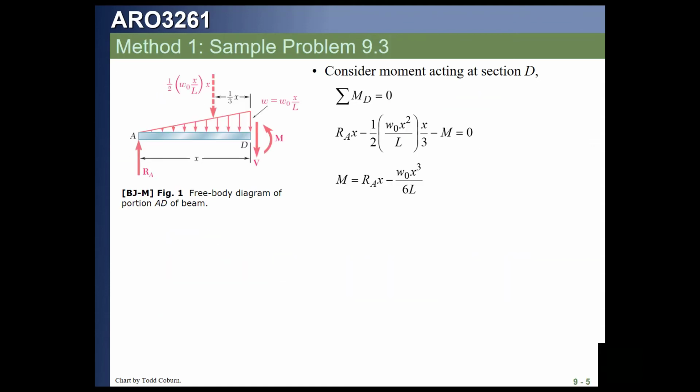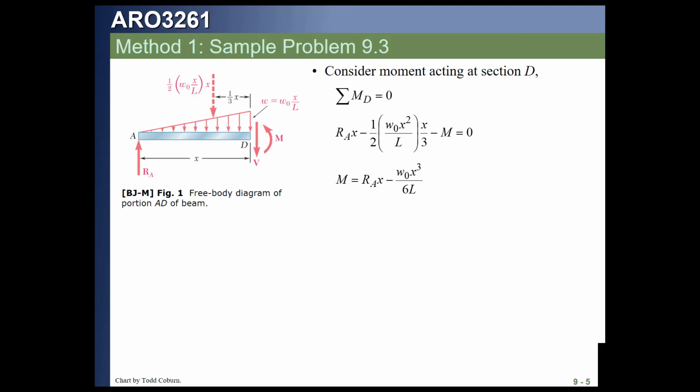So let's look at method 1. If we used method 1, we would make a section cut anywhere between A and B. We would put all the loading and the reactions on the left end of that beam on the diagram as shown. We would see that the line of action of that gradient loading is going to occur 1/3 from the right end of the beam.